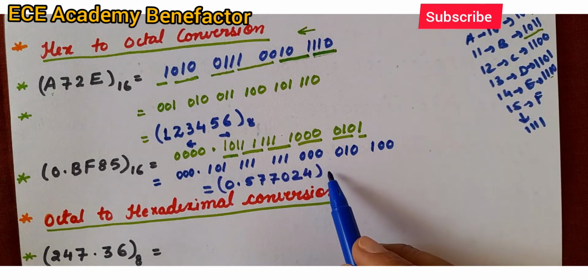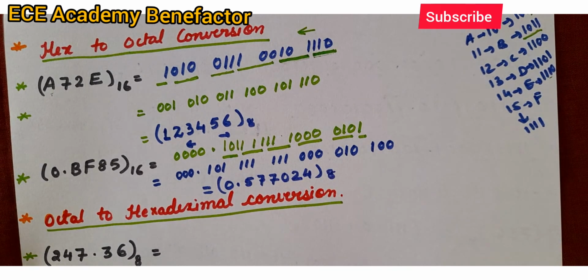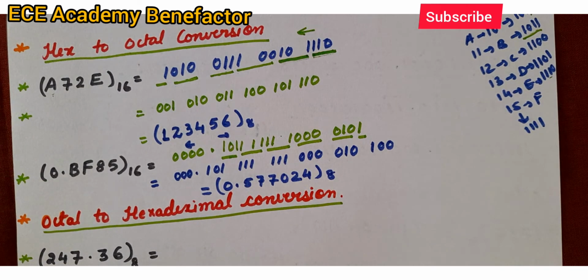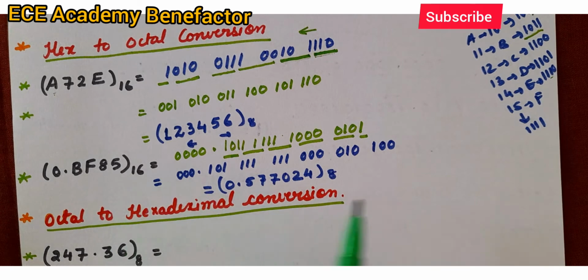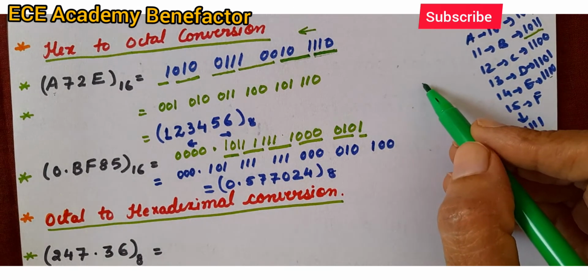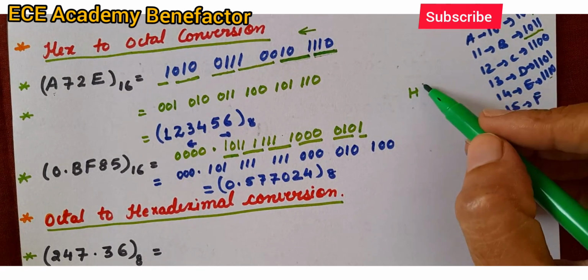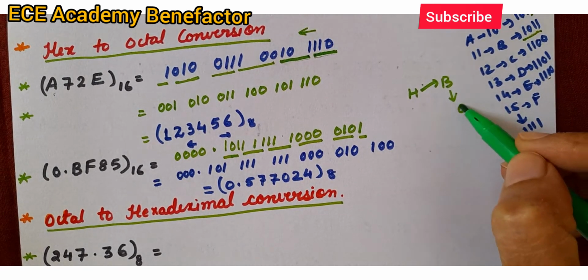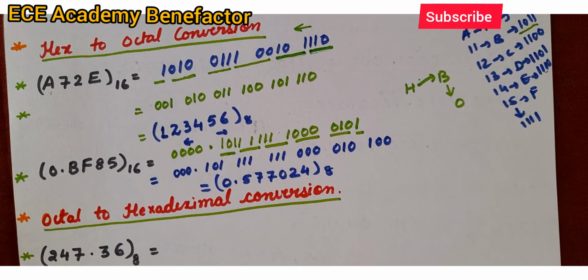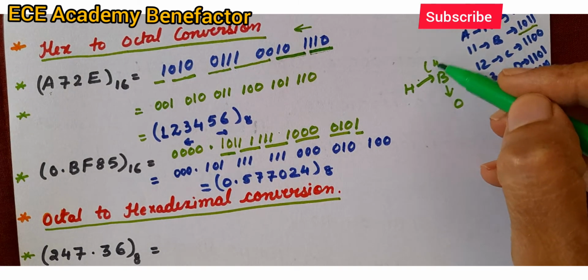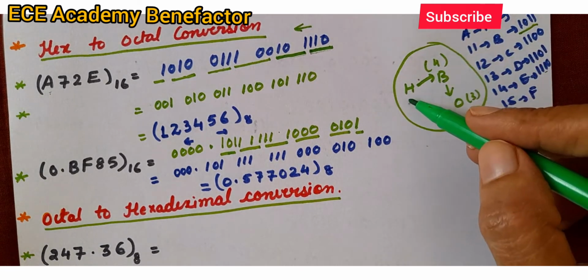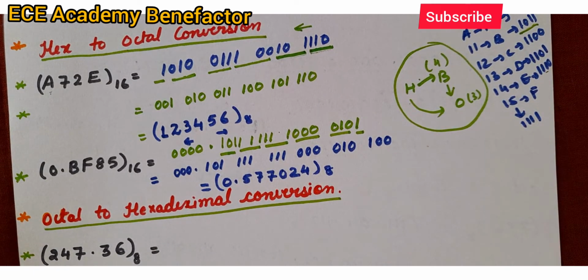So this is our octal number, 0.577024. We have converted the hexadecimal number to an octal number. How to do hexadecimal to octal? First we have to convert it into binary, and from binary we convert to octal. So here a group of 4 bits and then a group of 3 bits to get the hexadecimal to octal conversion.